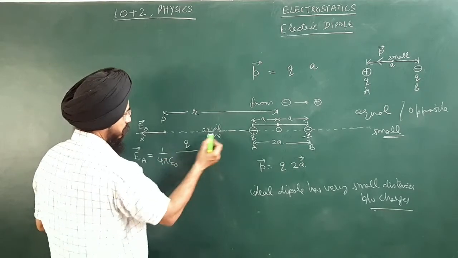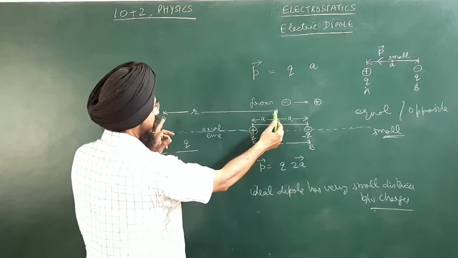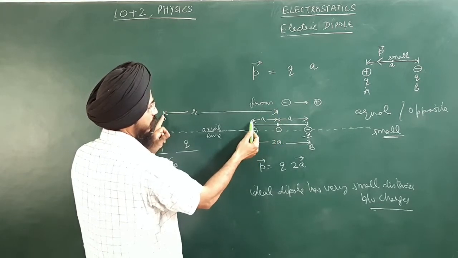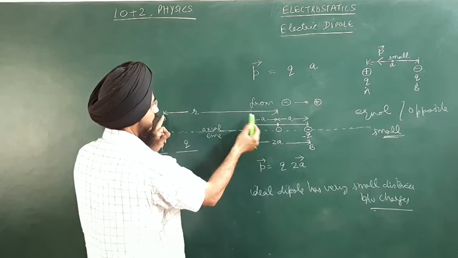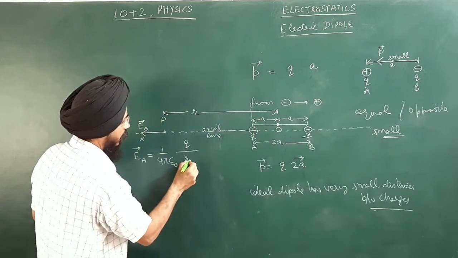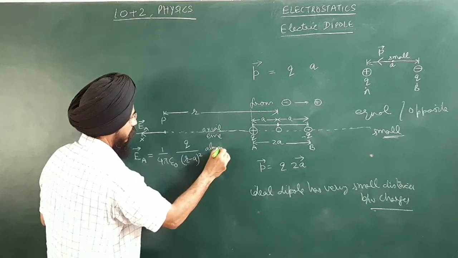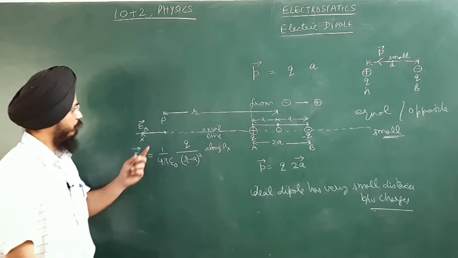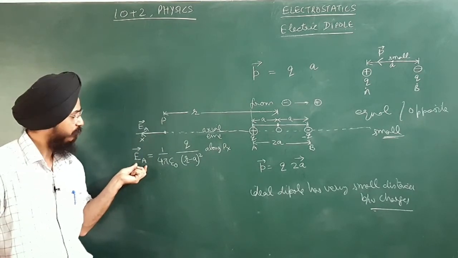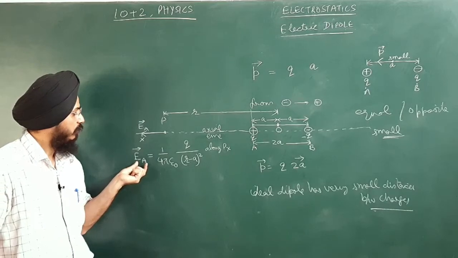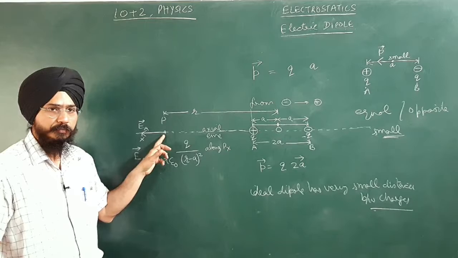So the distance is r. r is the distance from the center. So what is the distance from point A, which is from here? Subtract a from r. So (r minus a) whole square. So we will write along PX. PX is towards this side. So this is the formula for EA. This is the electric field of charge plus Q at point P.